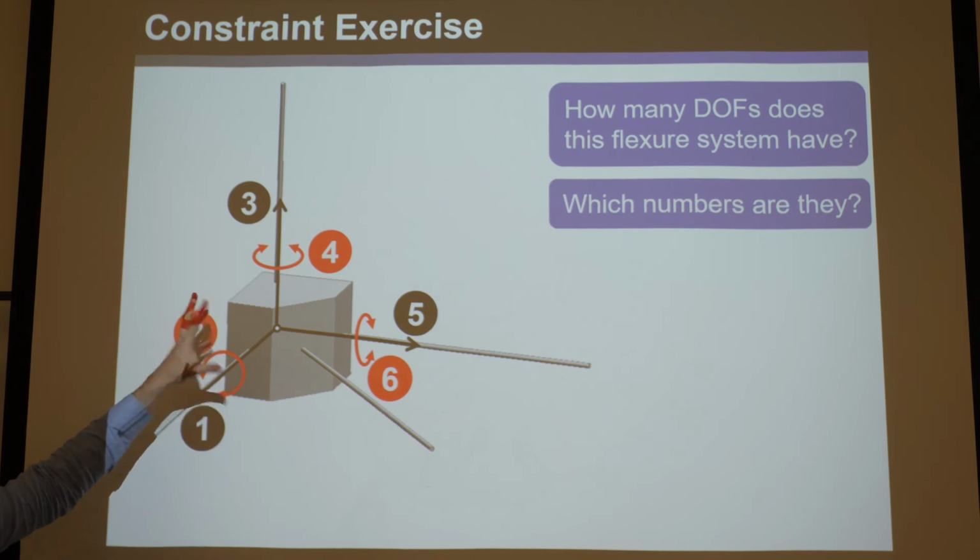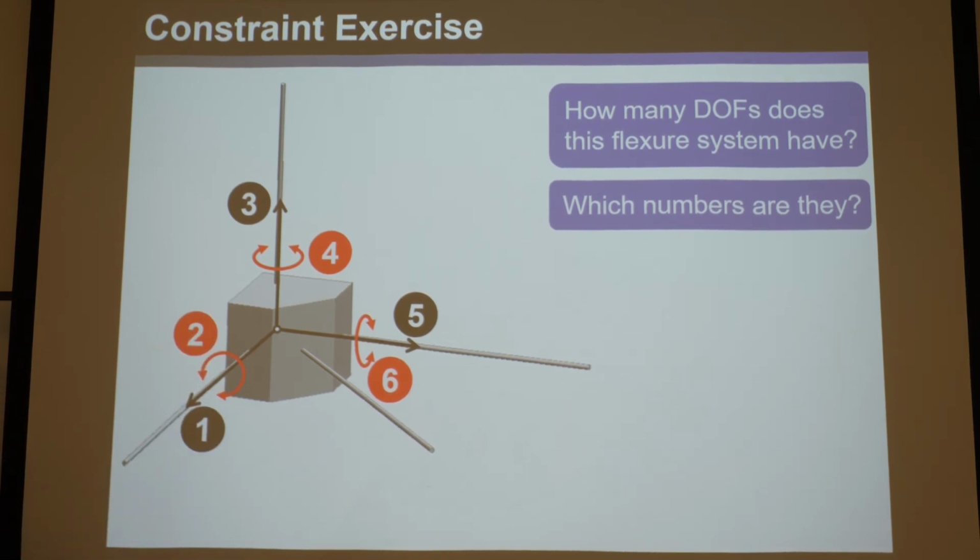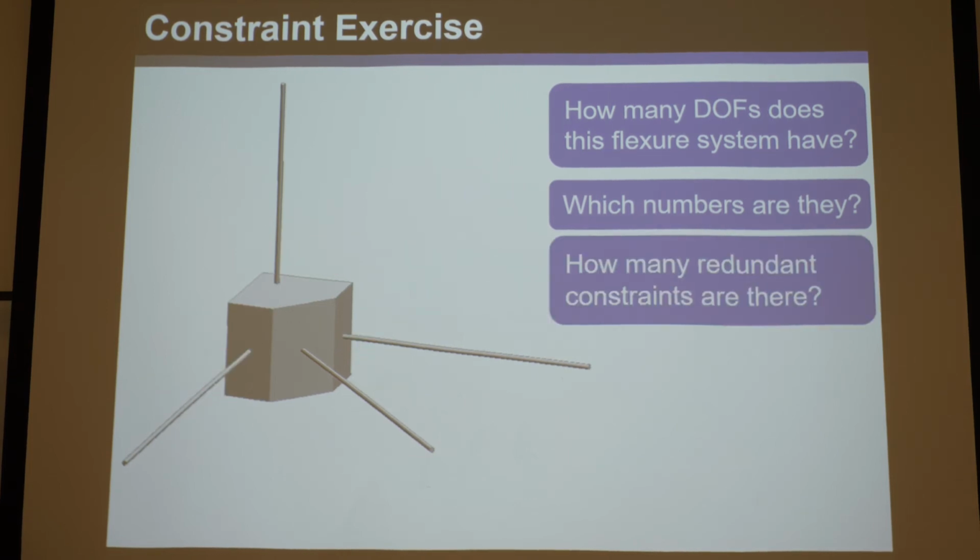2, 4, and 6 are the 3 degrees of freedom that are allowed. Okay, so that means there are 3 degrees of freedom, but 4 constraints. So the question is, how many redundant constraints are there? Well, remember, if it was exactly constrained, there would be 2 degrees of freedom, because 6 minus 4 is 2. But we found 3, okay, which means one of them is redundant.